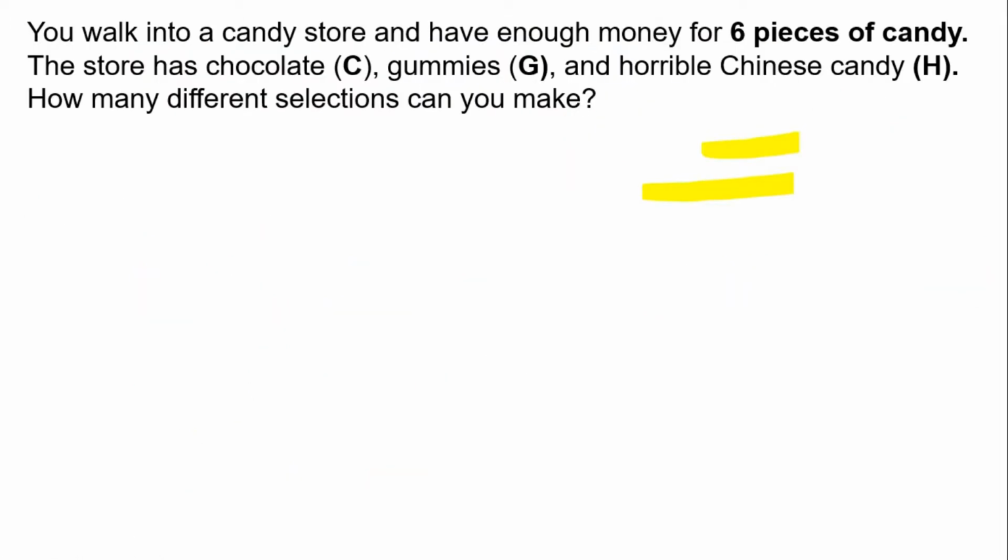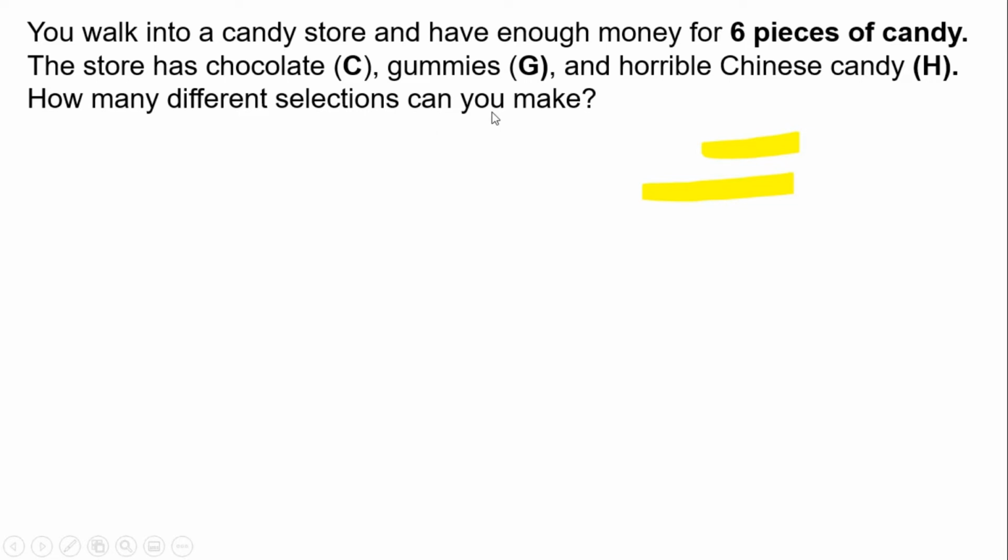The next question is one of the most common example questions, where we cover combination with repetition. The question is: you walk into a candy store and have enough money for 6 pieces of candy. The store has chocolate, gummies, and horrible Chinese candy. These 3 are the categories of candy: chocolate, gummy, and horrible candy. How many different selections can you make?